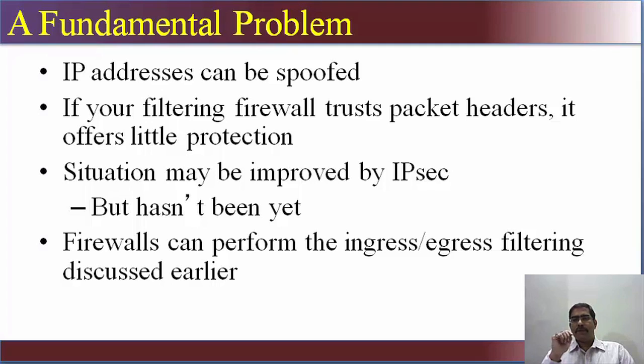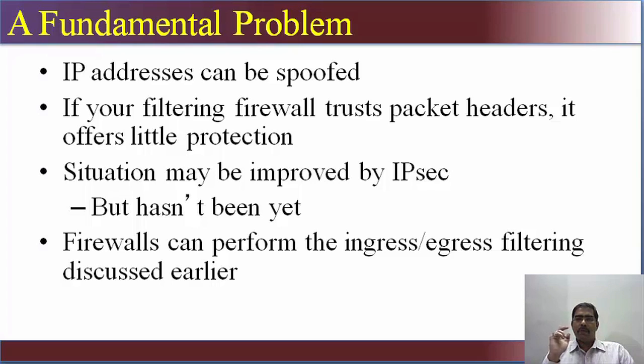The fundamental problem is IP addresses can be spoofed. We have seen what spoofing is. So if your firewall filtering trusts the packet headers, then it offers little protection. If spoofing is allowed, and if your firewall relies on trusting the packet header, then it could be a problem. Now, these situations can be improved by implementing IPsec, but it hasn't been yet. Meaning, a lot of people do not use IPsec to encrypt or to filter the traffic. Firewalls can perform both inbound and outbound filtering. We discussed what ingress and egress filtering is.